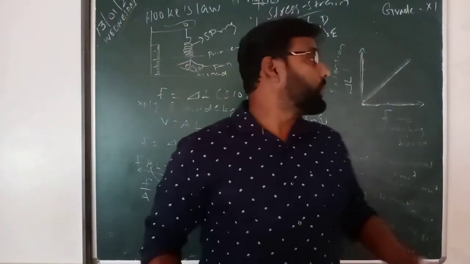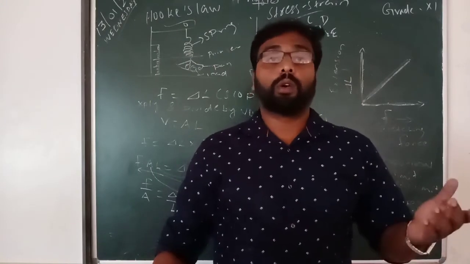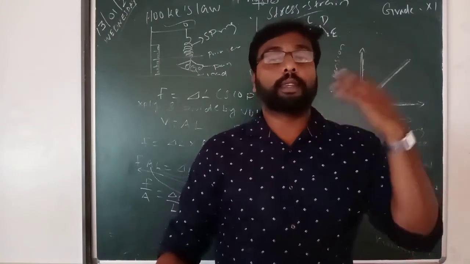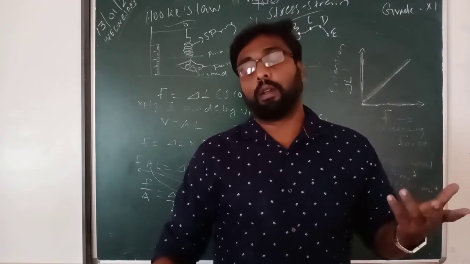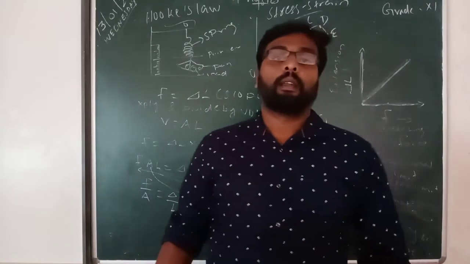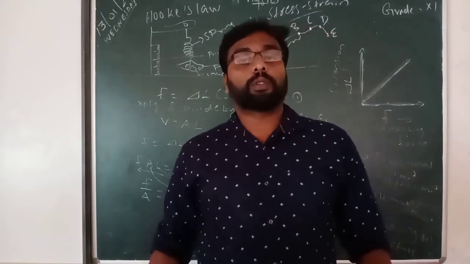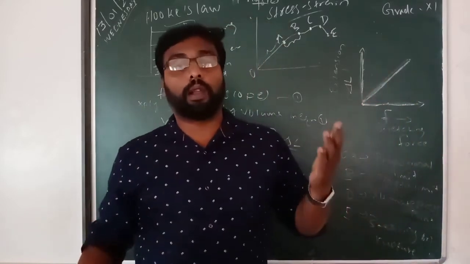So this is what portion BC, then portion CD. You know one thing, BC is what? There also strain is more. Then what will happen? That is the next portion, CD. In portion CD, strain is increasing more. Strain increases rapidly. So what will happen?